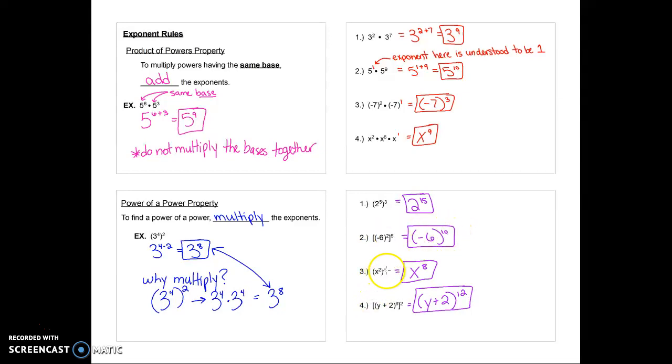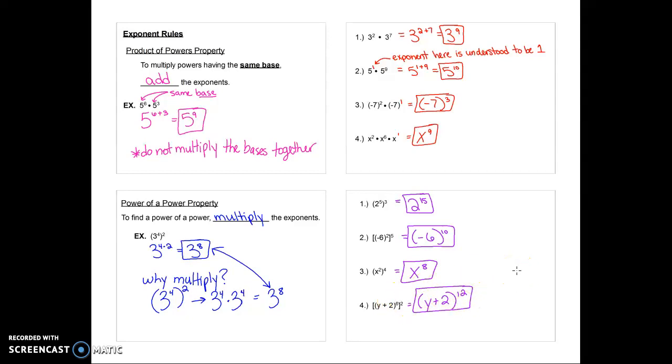X squared raised to the 4th power, base stays the same, so it's an x, then raised to the 8th power because I multiply them together. Now, this last one looks a little bit bigger, but it's still the same concept. This y plus 2, that entire piece, is what's being raised to the 6th power. So this entire y plus 2 in parentheses is our base. That's what's going to stay exactly the same. So it's, again, still a y plus 2, and then I multiply my powers together. 6 times 2 is 12.